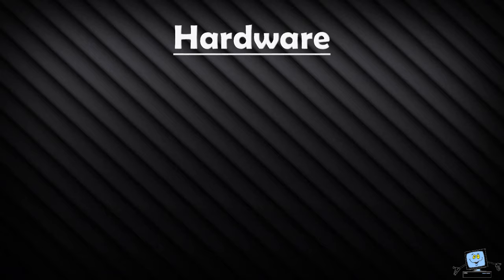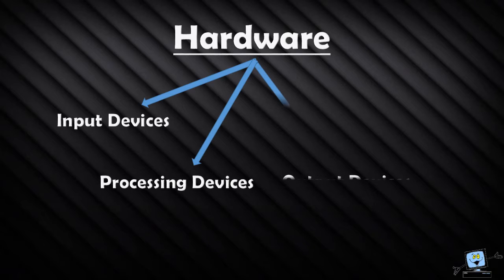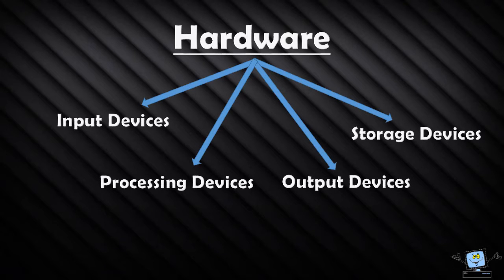Hardware are divided into four categories based on their functions. There are input devices, processing devices, output devices, and storage devices.